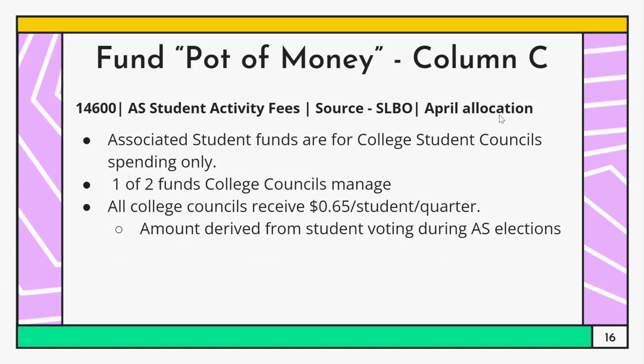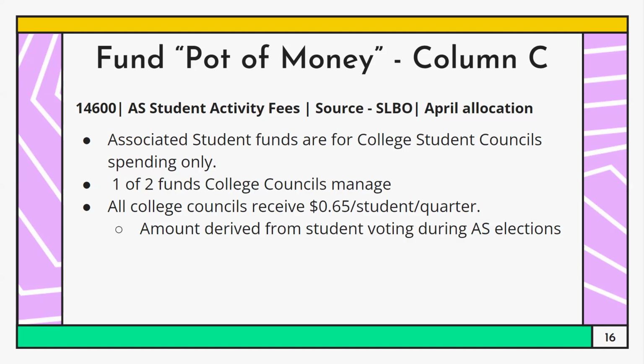The next fund we have is one of 2 funds that are managed by the Student Council. So the first one is 14600. This is the AS Student Activity Fees money, and the source is from the Student Life Business Office, and they do this allocation every April. So this money is set aside for student college council spending and should be used to benefit your students because it is a student activity fee. And currently, each college receives 65 cents per student per quarter.